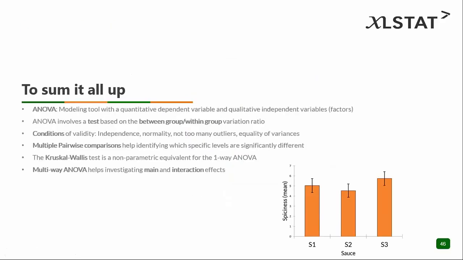So to sum it all up, ANOVA is a modeling tool with a quantitative dependent variable and qualitative independent variables, which are called factors. ANOVA involves a test based on the between group divided by the within group variation ratio. We have conditions of validity, of course: independence, normality, not too many outliers, and equality of variances. Multiple pairwise comparisons help identify which specific levels are significantly different. The Kruskal-Wallis test is a non-parametric equivalent for the one-way ANOVA in case you are unable to get close to the conditions of validity. And multi-way ANOVA, like the two-way ANOVA, helps investigate main and interaction effects.